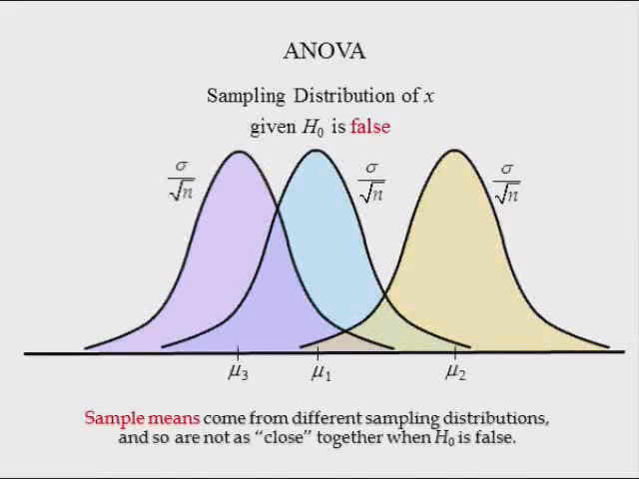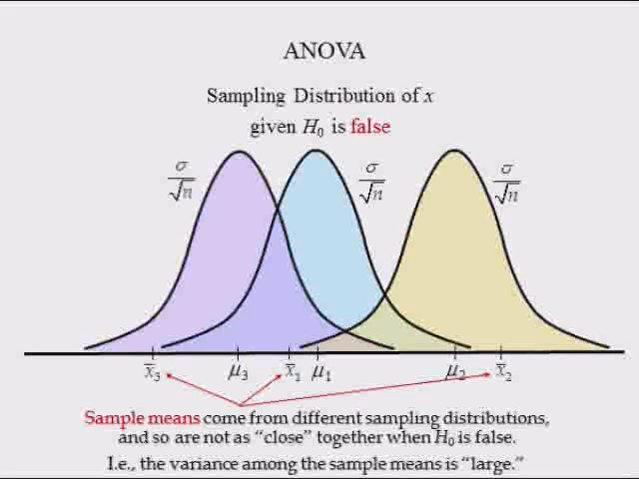Thus, we expect samples from the populations to yield sample means that are not as close together when the null hypothesis is false. In the example, X bar 1 is located near the middle of the number line between the means of populations 1 and 3. X bar 2 is way above X bar 1 and greater than the mean of population 2. X bar 3 is well below both X bar 1 and X bar 2 and the mean of population 3. If the sample means are far apart, the variance of the sample means is going to be large.